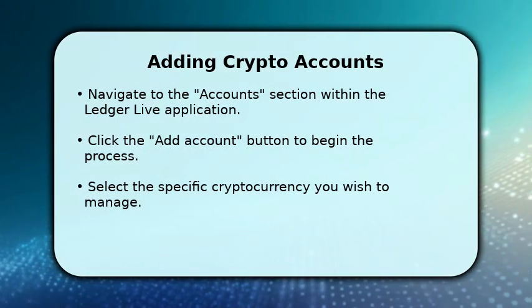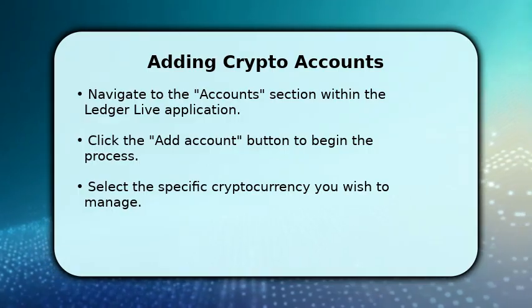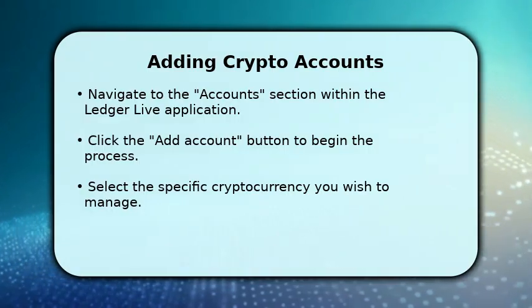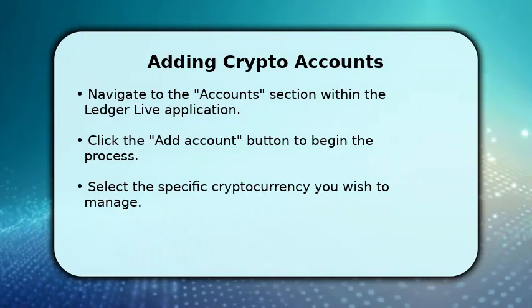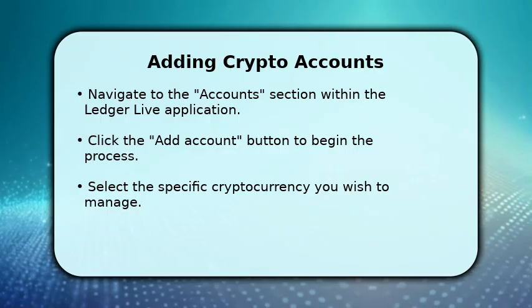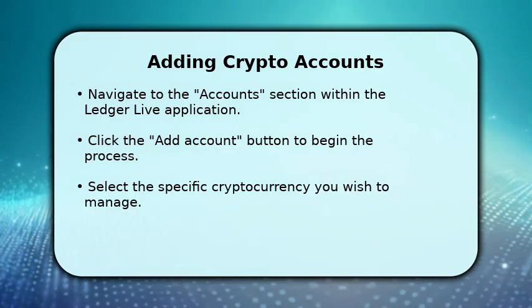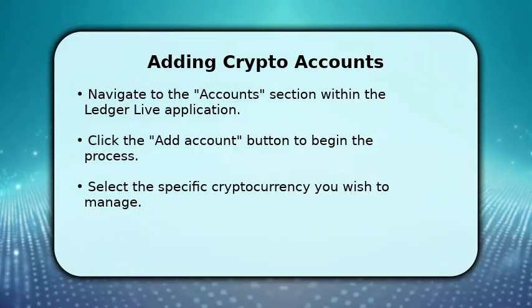Once Ledger Live is open, you'll want to add your cryptocurrency accounts. Go to the Accounts section and click Add Account. Choose the specific crypto you want to manage, like Bitcoin or Ethereum. Your Ledger device will then prompt you to open the corresponding application. Confirm this action on your device to proceed. This step links your physical device to your digital assets.